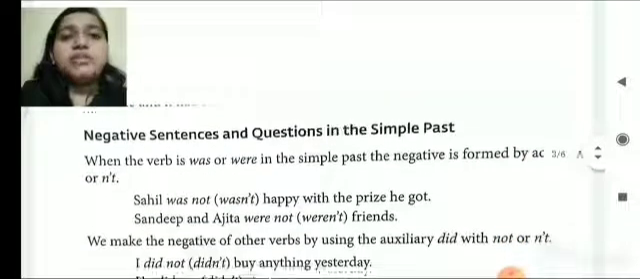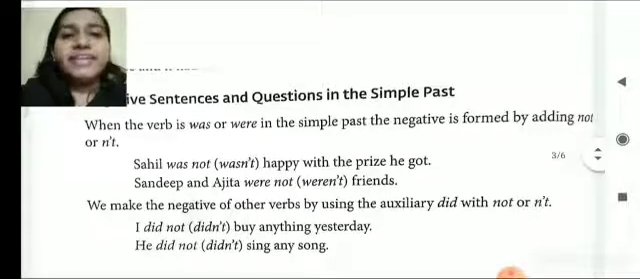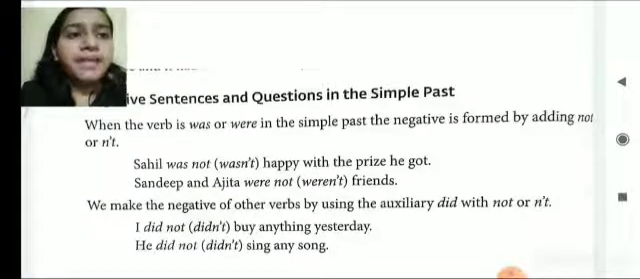Now let's see how to convert the simple past tense into negative. Generally, students, we use was or were as part of the auxiliary verbs in this tense. So here, in order to make it negative, we will use was not and were not. Let's see the example. When the verb is was or were in the simple past, the negative is formed by adding not or an apostrophe t, which also represents not.